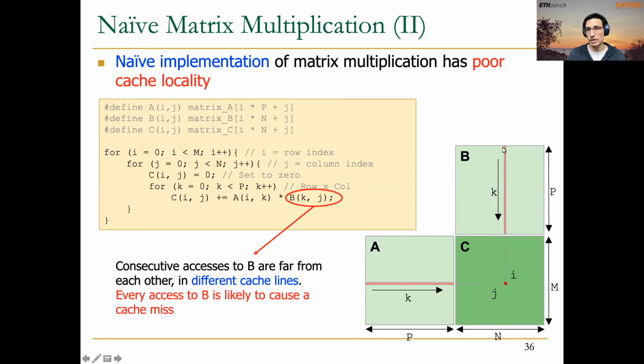But that's not what happens for the accesses to B. Because this element belongs to one cache line that is about here, right? So when we access the next element, that element is not in the cache line that was previously brought to the closer cache when k was equal to 0, because that cache line is somewhere around here. So whenever we access one element of matrix B, there will be a cache miss, and that's hurting the performance a lot.